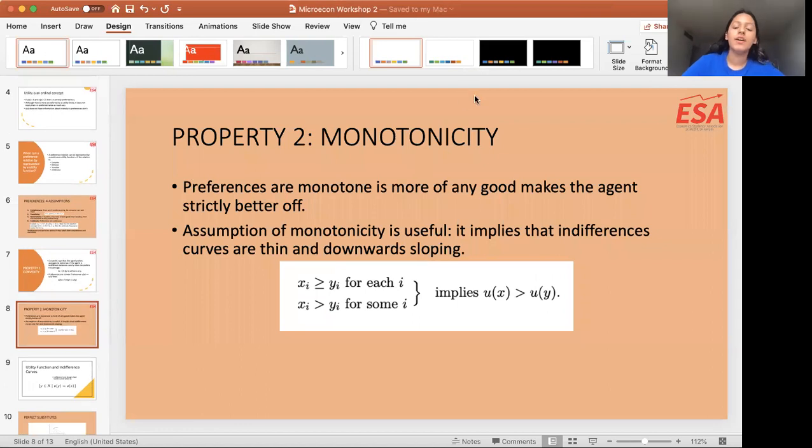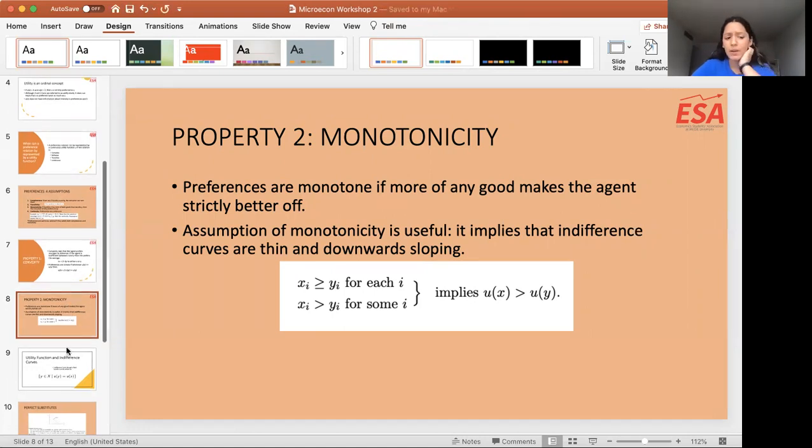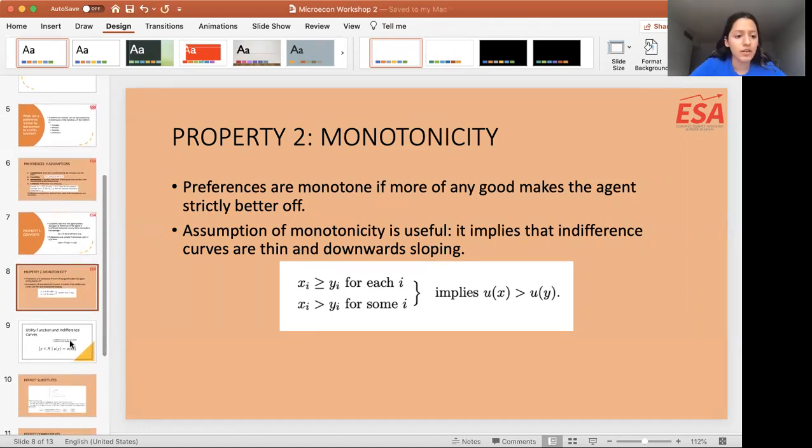The second property is monotonicity. Preferences are monotone if more of any good makes the agent strictly better off. This assumption is useful because it implies that indifference curves are thin and downward sloping. This is basically just some notation that you should keep in mind. Again, I will put this PowerPoint up so you can go through it again later if you want to, but it's pretty basic stuff.